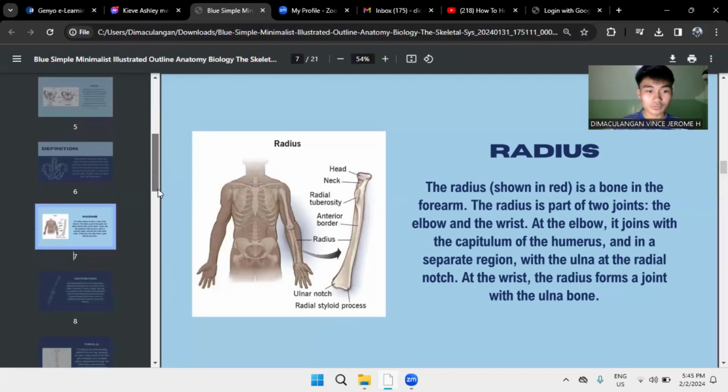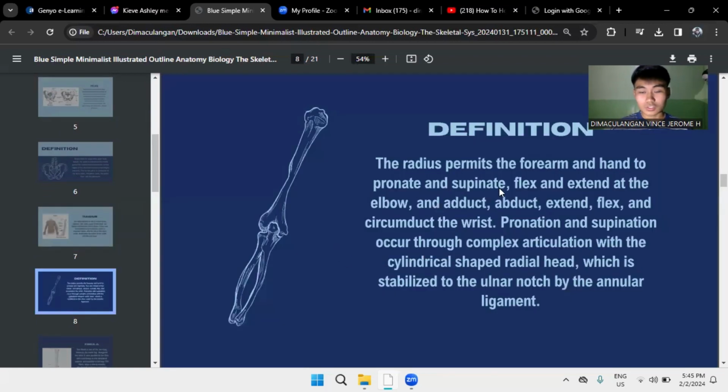And this is the definition of radius. The radius permits the forearm and hand to pronate and supinate, flex and extend at the elbow, and adduct, extend, flex, and circumduct the wrist. Pronation and supination occur through complex articulation with the cylindrical shaped radial head, which is stabilized to the ulnar notch by the annular ligament.